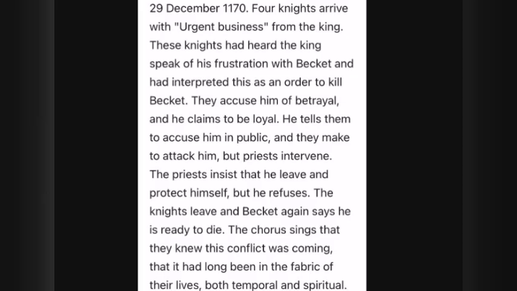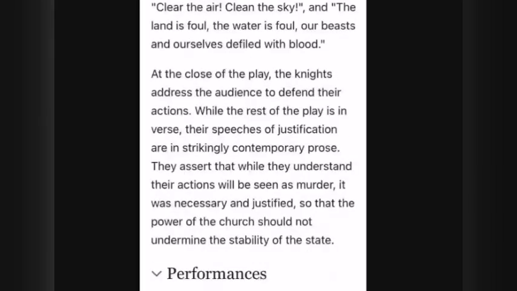The chorus sings that they knew this conflict was coming, that it had long been in the fabric of their lives, both temporal and spiritual. The chorus again reflects on the coming devastation. Thomas is taken to the cathedral where the knights break in and kill him.